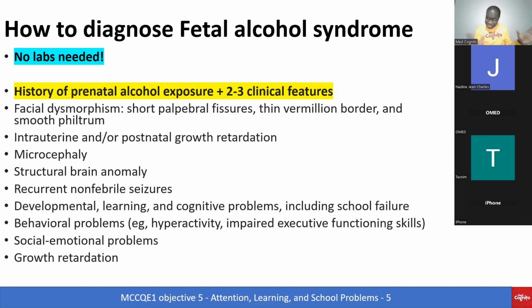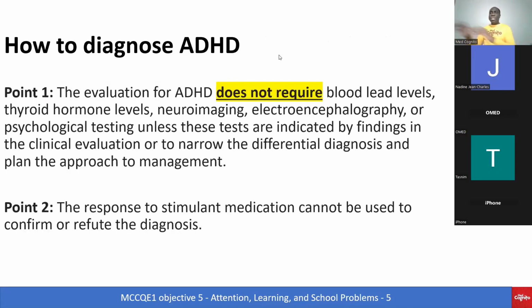Please, doctors, let's make it clear here. How do we diagnose a patient with fetal alcohol syndrome? 2 things. Number 1, history of mother taking alcohol. Number 2, any of the physical features which we've learned about. Now let's move to ADHD.